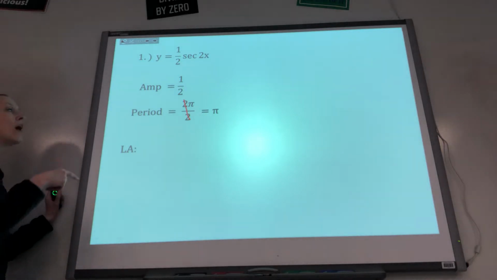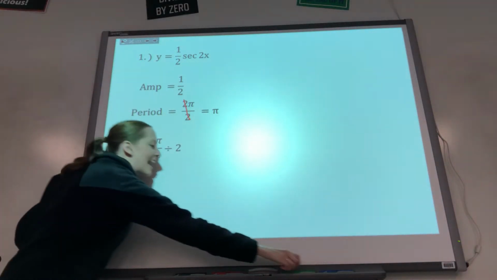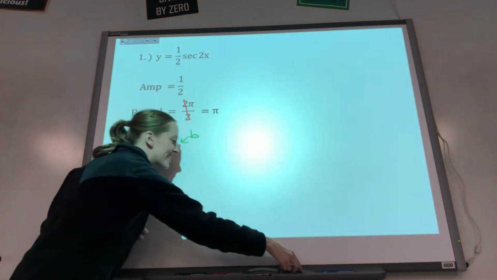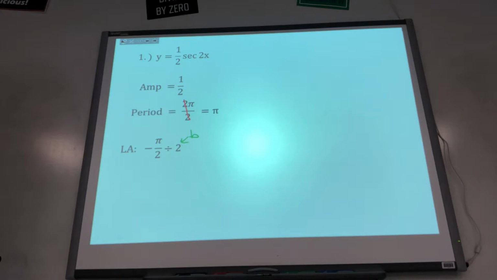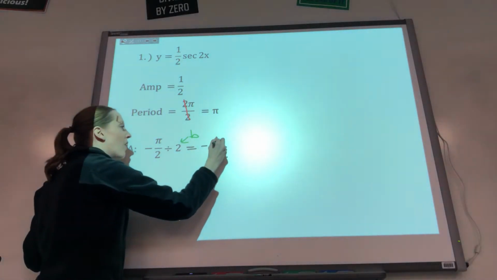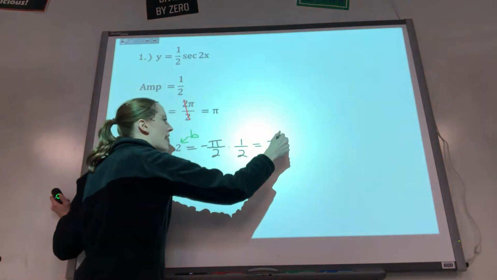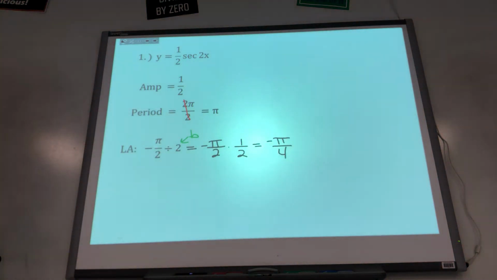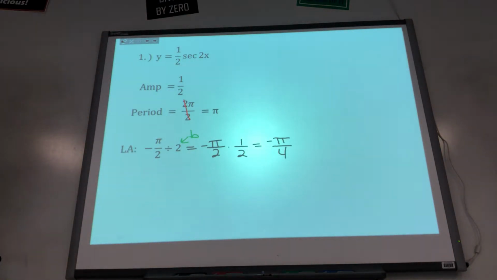Negative pi over 2. What am I going to divide that by? Yes, I know. It's so hard to remember. We divide it by b. It's so tempting to divide it by pi because that's like the last thing that you did. But yes, it's always dividing it by b, that number in front of x. So keep, change, flip. I'll end up taking negative pi over 2 times 1/2, which makes negative pi over 4. That'll be our new left asymptote.